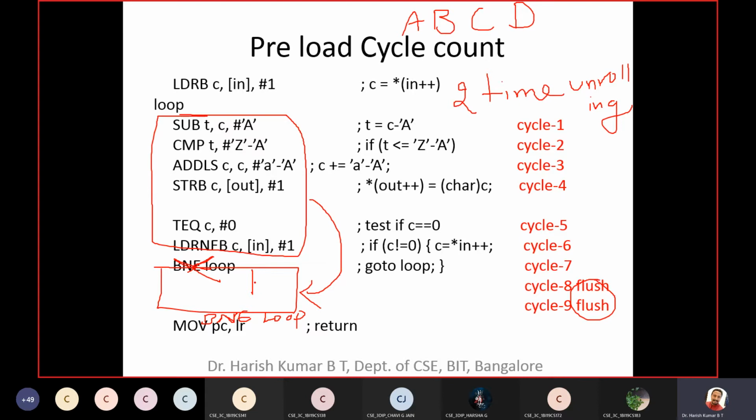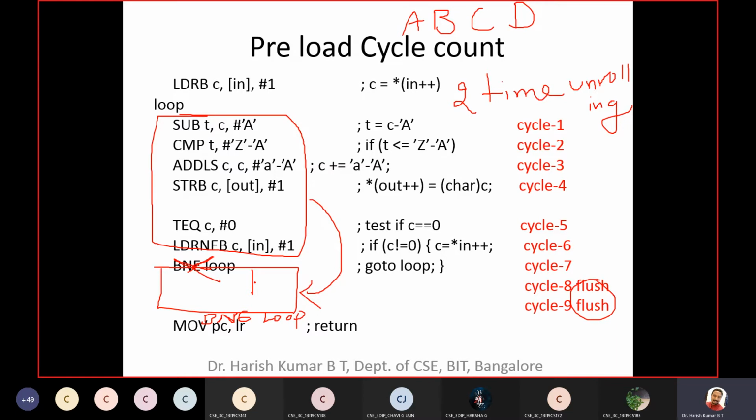Whatever code I write, it is not going to be executed as it is. The compiler does all this optimization in order to reduce the number of clock cycles taken by the program for execution. If the compiler is able to optimize the code and reduce the number of clock cycles, what does it mean? The performance of the program is improved, and it executes in less time. So preloading and then loop unrolling, everything will be applied by the compiler.